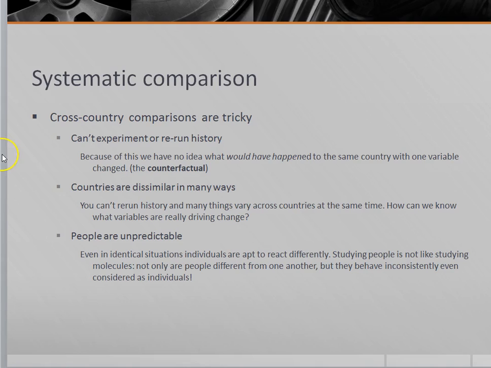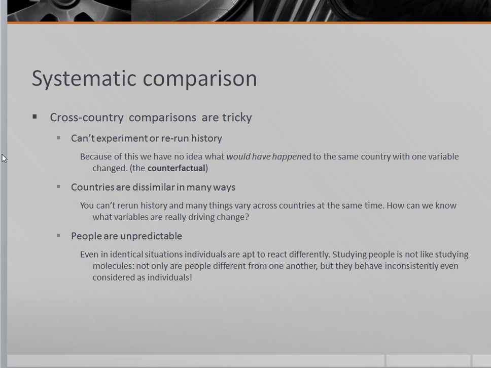So, like I suggested in the opening slide, cross-country comparisons can be tricky. For one, you can't really do natural experiments in a lab in the way that you could in the sciences. You can't just rerun history with slightly different variables, slightly different people, holding variables constant, and so forth. You just can't do that. The world is not the lab for comparativists. And because of that, we have a hard time establishing what we call a counterfactual.